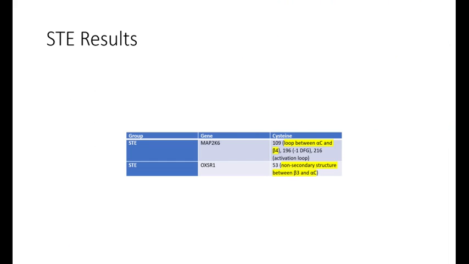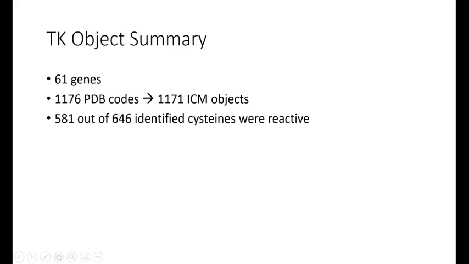There is one gene with a cysteine located between the third beta strand and the C helix. Also, there is one gene with a reactive cysteine located between the C helix and the fourth beta strand. The TK group includes 61 genes.